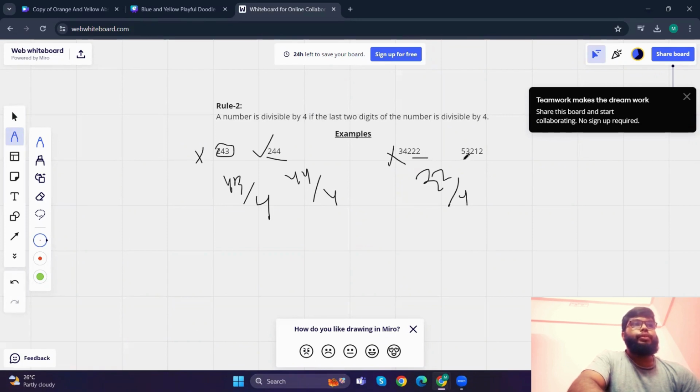Then the last number 53212. So last two digits are 12. So 12 by 4, which is possible. So the number will be divisible by 4.